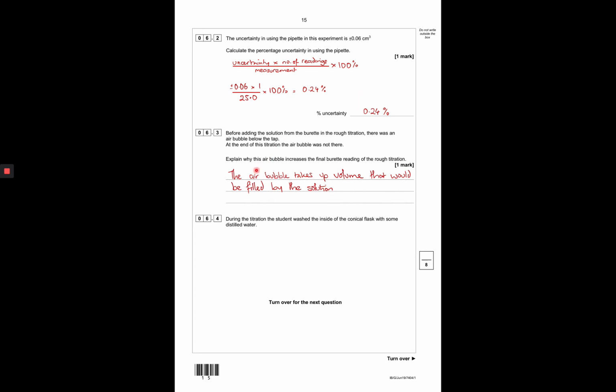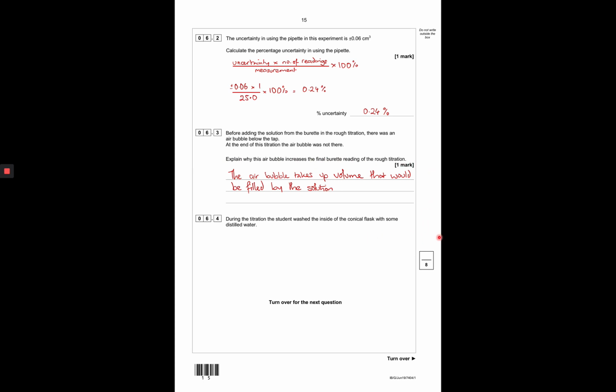A lot of you said, "Oh, when you open the tap, the air bubble comes out before the liquid and all that sort of thing." I think the point is the volume you're measuring. Some of that volume is the air bubble. So just make it clear that the air bubble is taking up volume that would otherwise have been filled by the solution, and that's really, I think, a good answer.